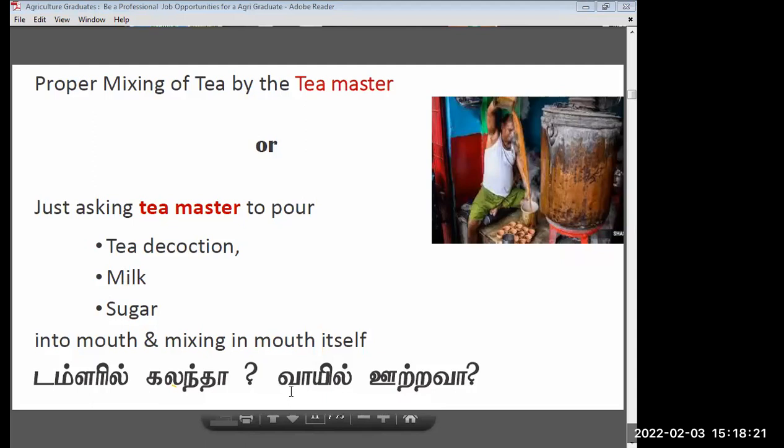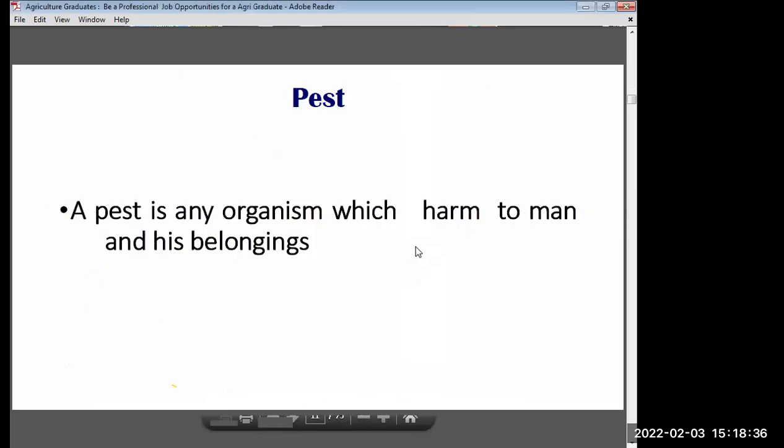Actually, we have to prepare properly to have the correct mix of the sugar, decoction and milk so that the tea is tasty. But in case of farming, krishi, farmers used to mix in the tank itself, like mixing decoction and sugar in our mouth. They used to mix in the tank. They just pour half a tank of water.